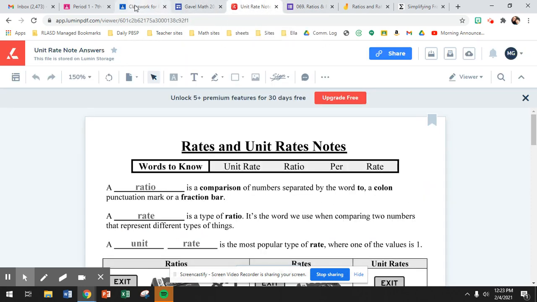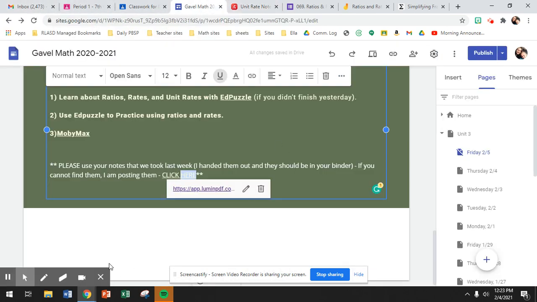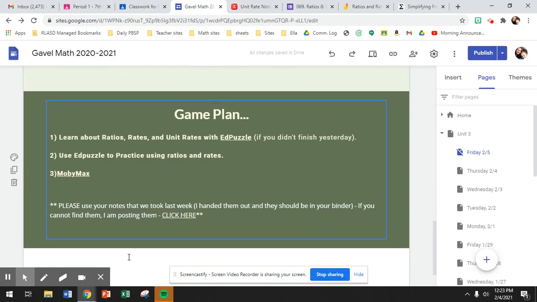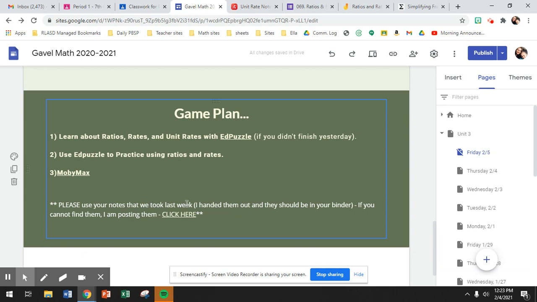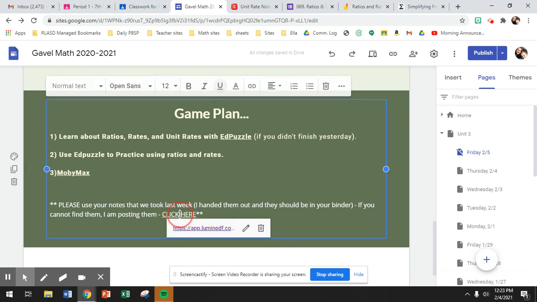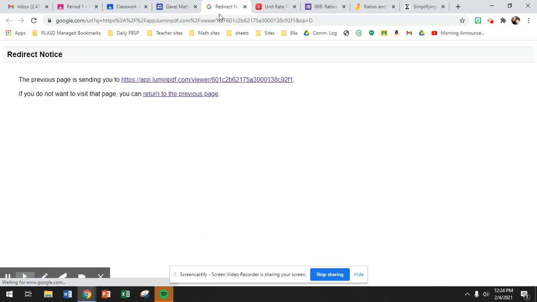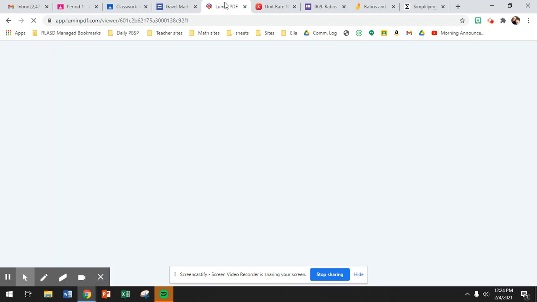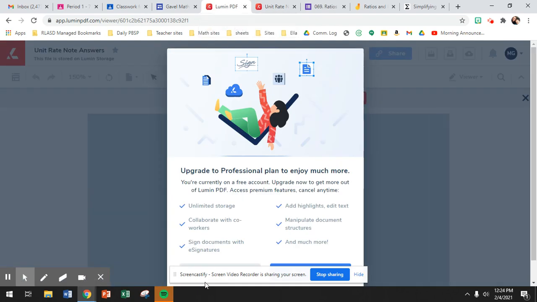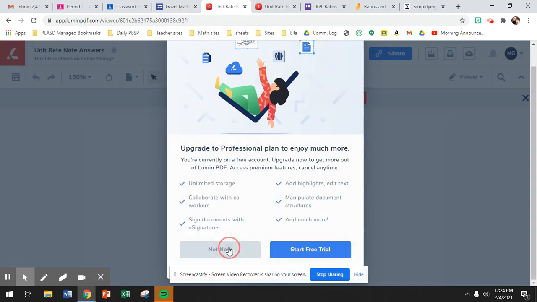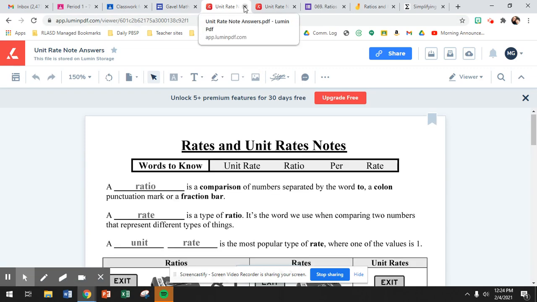So first, if you need your notes, I put them down here under the game plan. Please use your notes that we took last week. I handed them out and they should be in your binder. If you cannot find them, I am posting them. Click here. You'll click this. You'll say no thanks, not now, and then they'll pop up.